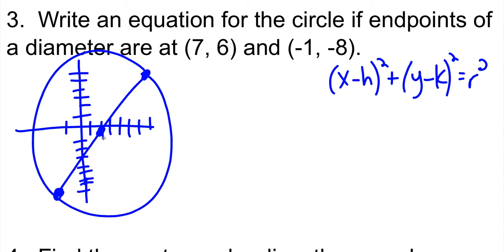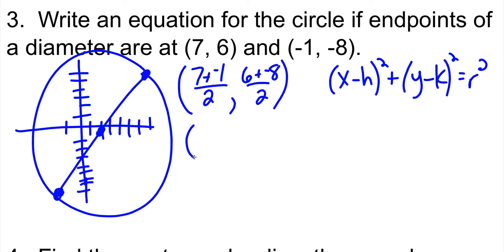So I'm going to use the midpoint formula on these 2 points. I'm going to take my x's and add them together, divide by 2. I'm going to take the y's and add them together, and divide by 2. Which means the center of my circle is (3, −1). Which means my picture's not very good. The center is supposed to be (3, −1). Great, so now that we know that, this is our h and k.